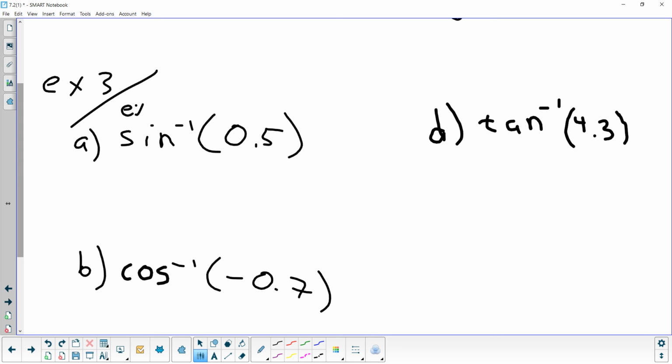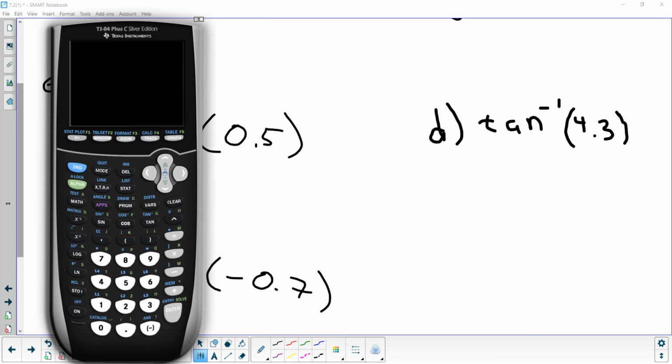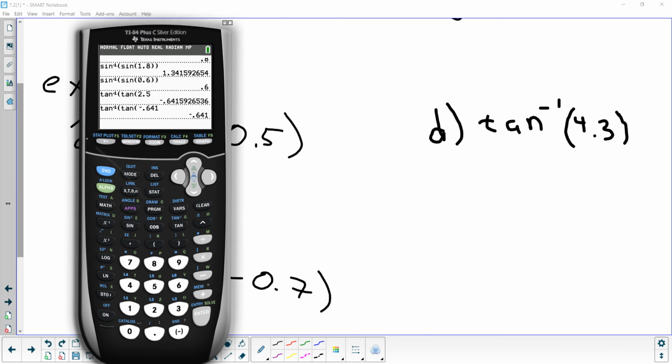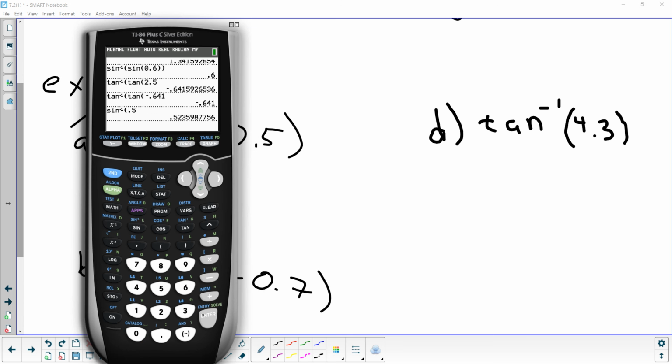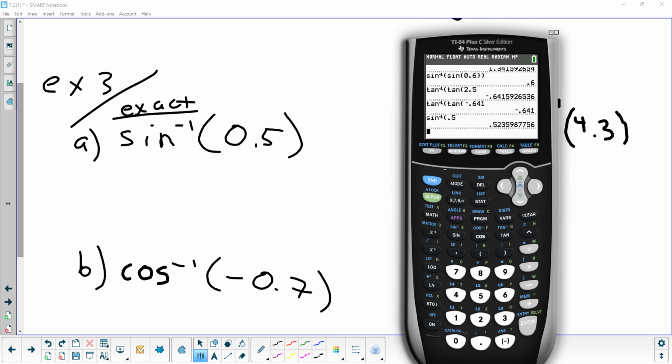Now for this one, I want the exact answer. Remember, the way you find an exact answer, if it's possible, is you have to do it in degrees first. If I type in inverse sine of 0.5 in radians and you tell me 0.5236, that's a decimal, right? That's not the exact answer. The only way you can get the exact answer, if it even exists, is to try it in degrees first and see what you get.